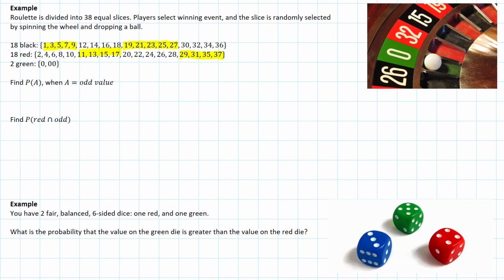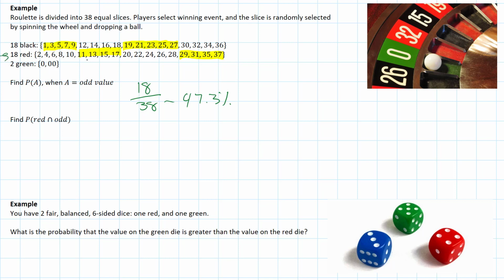So let's find the probability of A when A is an odd value. So just count the number of outcomes that successfully meet that odd value decision. Okay, so we're going to roll. There's 1, 2, 3, 4, 5, 6, 7, 8, 9, 10, 11, 12, 13, 14, 15, 16, 17. Looks like there's 18 ways out of 38 possibilities, and that's going to get us right around 47.3%.